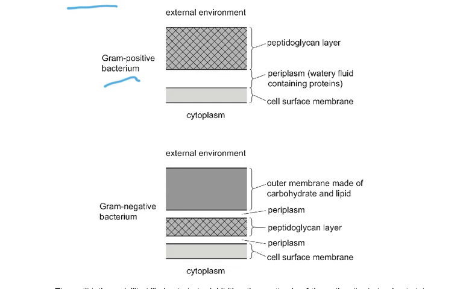The gram-negative is slightly different. They have the cell surface membrane, they have the periplasm, but then they have a thinner peptidoglycan layer, and then they have another periplasm, and then an outer membrane made up of carbohydrates and lipids. These gram-negative bacteria are very difficult to kill because of all these layers around them, which is of course a big protection to them.